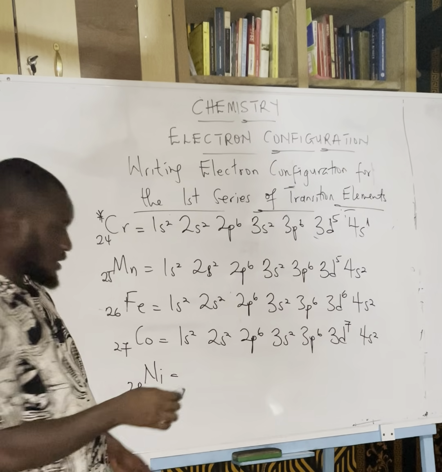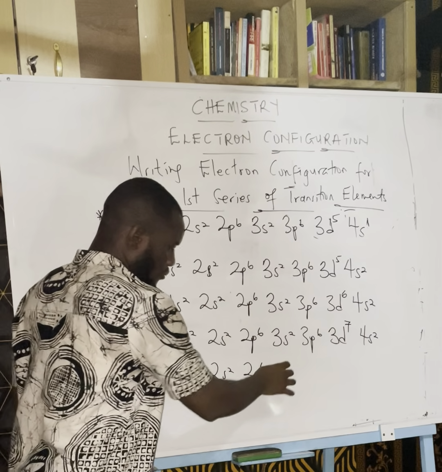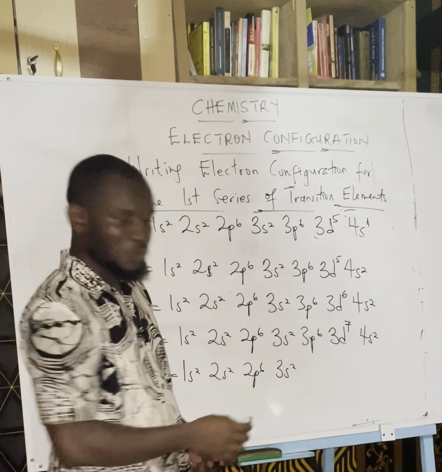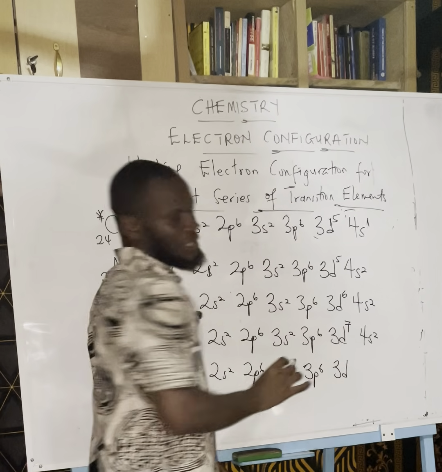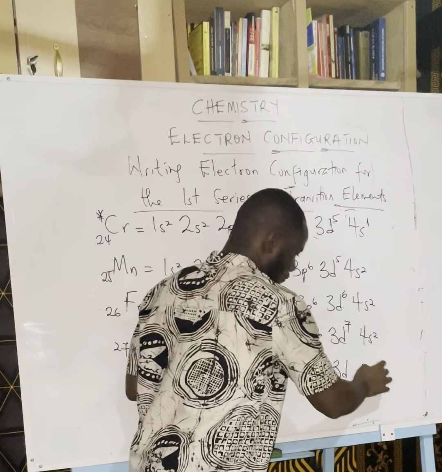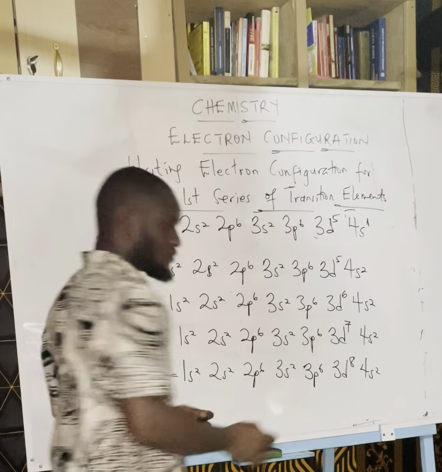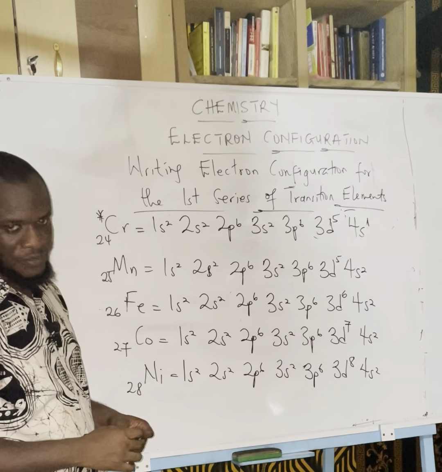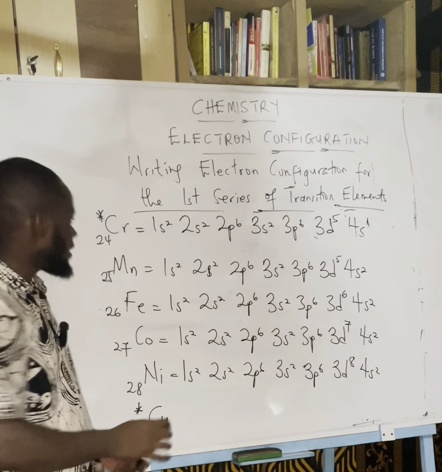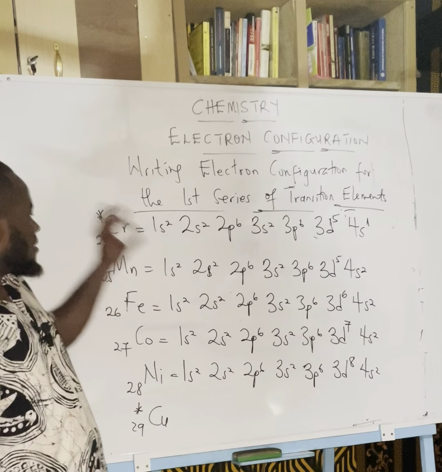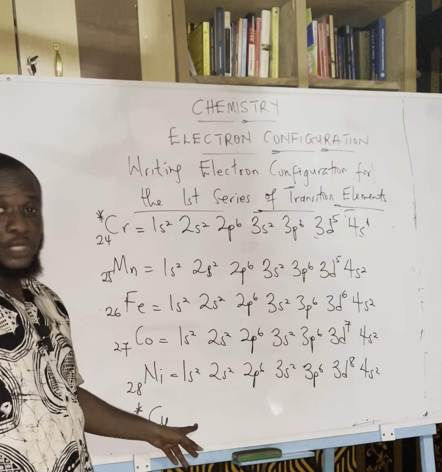Now from cobalt we go to nickel, which is 28. So now with nickel you have 1s2, 2s2, 2p6, 3s2, 3p6. Write your 3d, don't fill it. Go and fill the 4s2. Whatever is left, come and fill the 3d8. Then we go to copper. Now when it comes to copper, the same exception that was in chromium, we do that to copper.